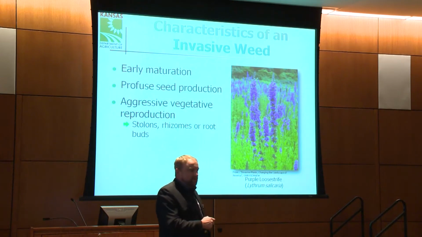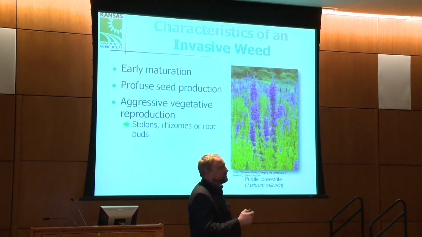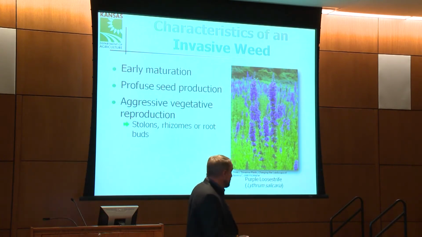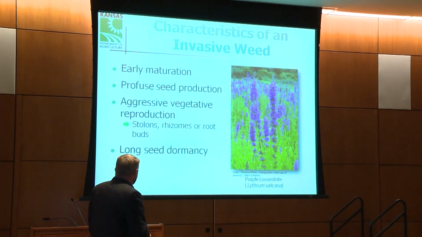The species that do reproduce heavily vegetatively often do not produce very well through seeds. They may produce a lot of seeds, but the germination rate may not be very high. The worst ones are when they do both.